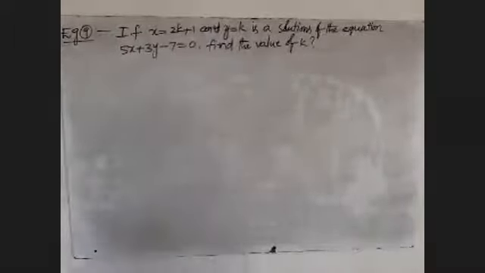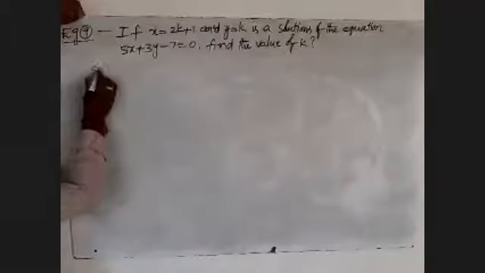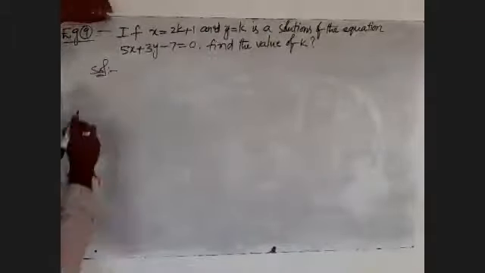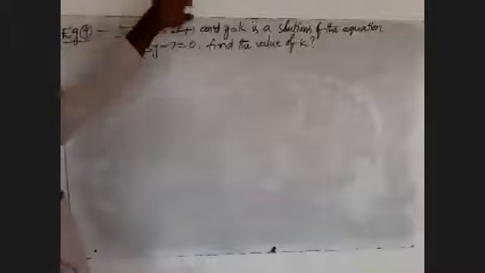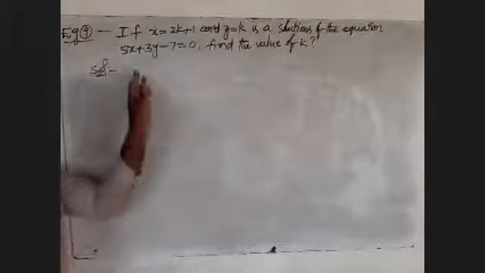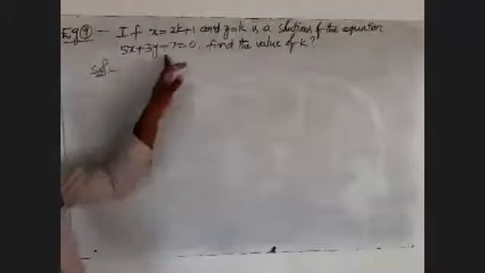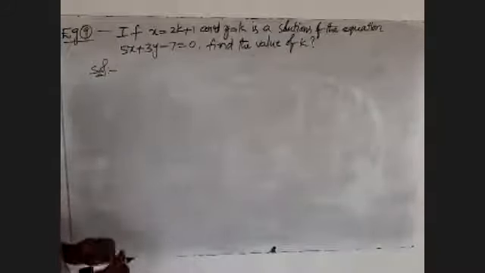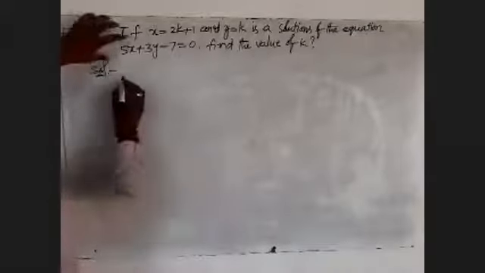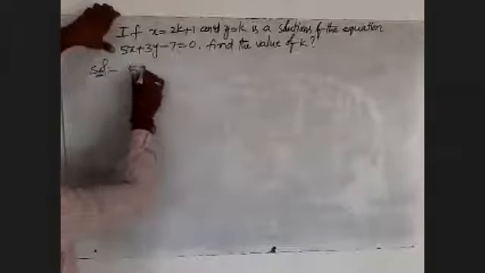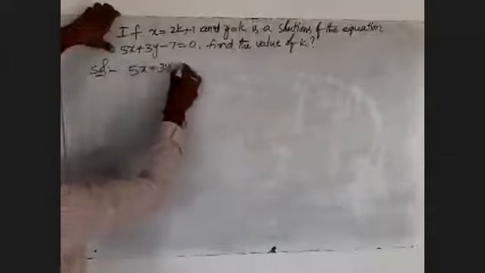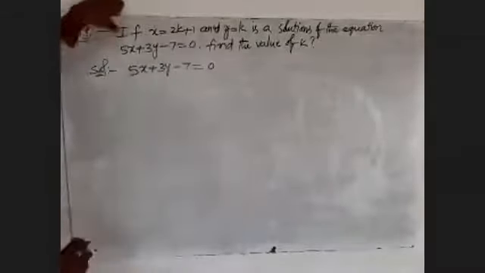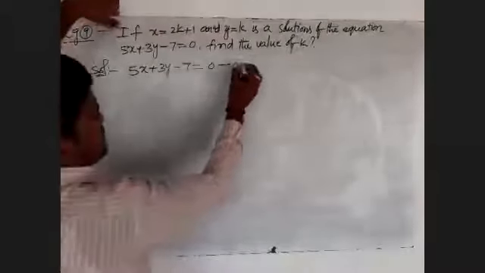We will observe in this one. What I am asking in this one? If x is equal to 2k plus 1 and y is equal to k is a solution of the equation 5x plus 3y minus 7 is equal to 0, find the value of k. First we will write the given condition. Given equation is 5x plus 3y minus 7 is equal to 0. This is my equation number 1.